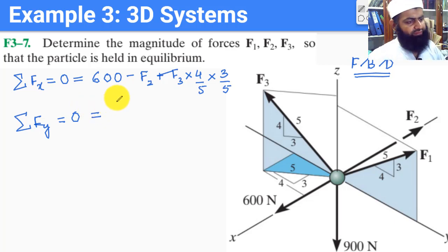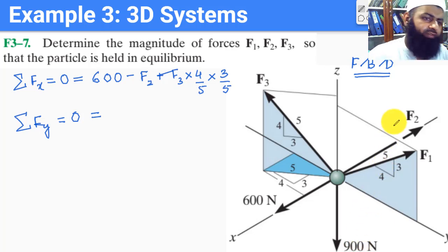And what are the forces which have a y component? First of all, this 600 Newton does not have any component in the y-axis, this 900 Newton does not have any component in the y-axis, this F2 does not have any component in the y-axis. The only two forces which have non-zero y components are this force F1 and this force F3.